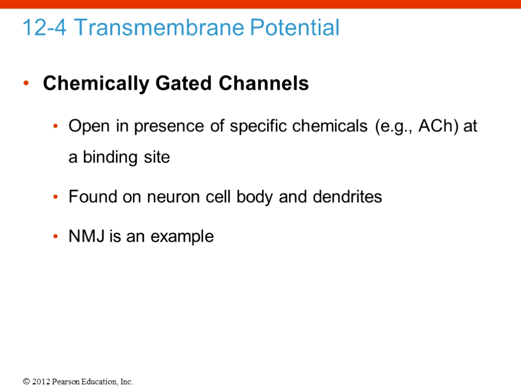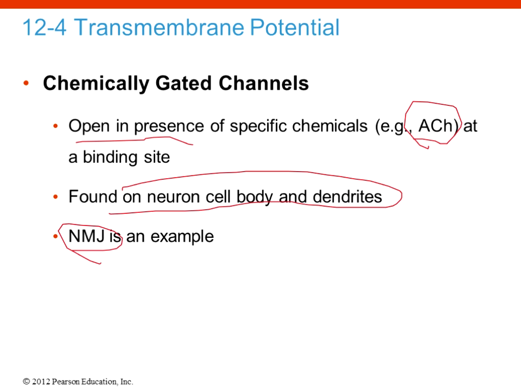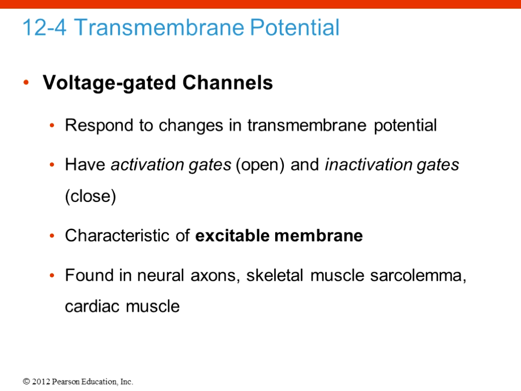The chemically gated channel, again, will be closed at rest, but it will open in the presence of a specific chemical. The chemical you should be thinking of is a neurotransmitter, like acetylcholine. Acetylcholine binds to the cell membrane, the cell gates open, and sodium ions can then flood into the cell. Found only in neuron cell bodies and dendrites. The neuromuscular junction is a great example of that. We already talked about that, right? That's how that one works.